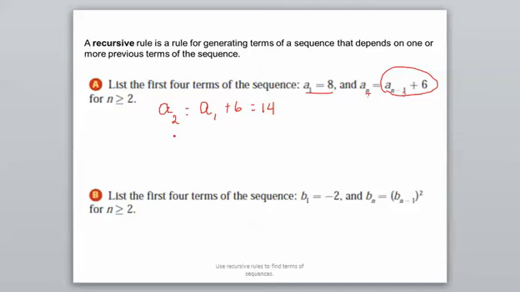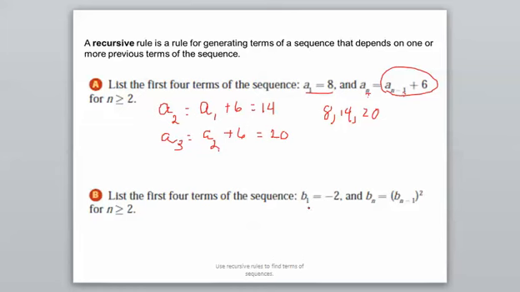So if I wanted to find a sub 3, it's going to be equal to a sub 2. How am I getting that 3 and that 2? I'm just going to the next number, and then I'm subtracting 1 from the 3 to get this 2. A sub 2 plus 6. So 14 plus 6 would be 20. And you can see that's the way we would build our sequence: 8, 14, 20. So you're using the previous term to find the next term.